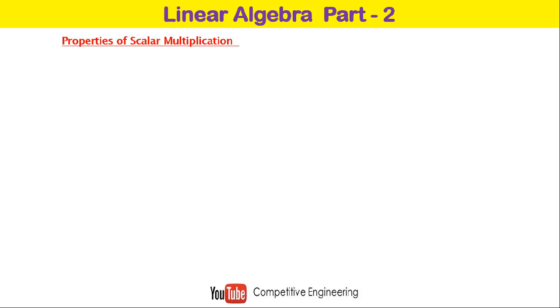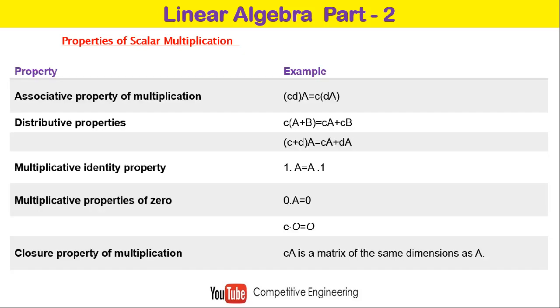So what are the properties of scalar multiplication? The associative property of multiplication: we have two scalars C, D, and the matrix A. So C into D into A equals C into D into A, which means first we multiply the scalars, then multiply with A. It is equal to multiplying D with A, then multiplying by C. Okay. Distributive property: C into (A plus B) is equal to CA plus CB, which means we have the matrix A and another matrix B. We add them to get A plus B, then multiply with the scalar C. It is equal to the scalar into the first matrix, that is C into A, plus the scalar into the second matrix. For two scalars, (C plus D) into A equals CA plus DA.